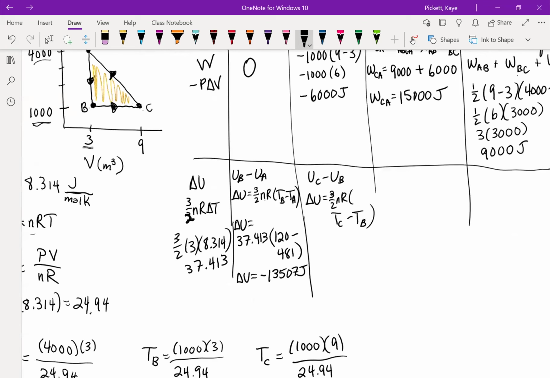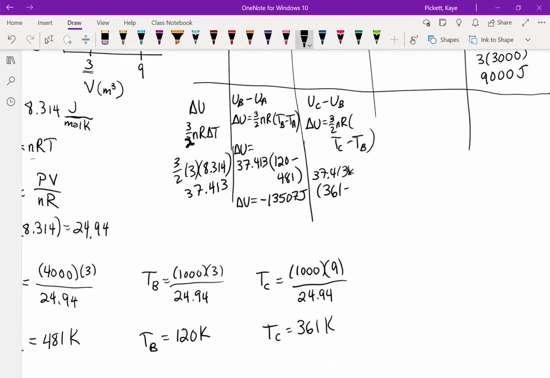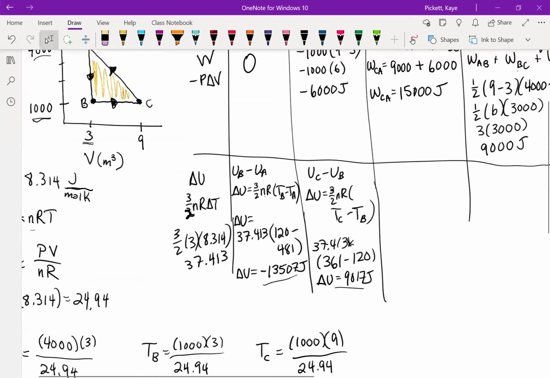And alrighty, so that's going to be 37.413 times TC, which is 361, minus 120. I'm going to do some arithmetic here. And I get an internal energy change of positive 9,017 joules. Yep, I am rounding like nobody's business here. So I got some of it back. Some of that temperature increased back. I increased the volume, keeping the pressure the same.